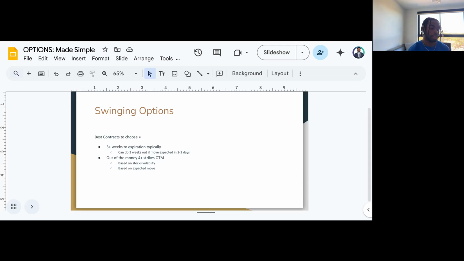So a lot of what I'm showing is like how to get money quickly, but just a base. You can choose in the money, at the money. I personally like out of the money because, again, delta to contract price ratio, and you can make bigger gains faster.